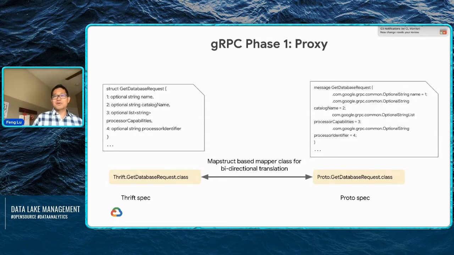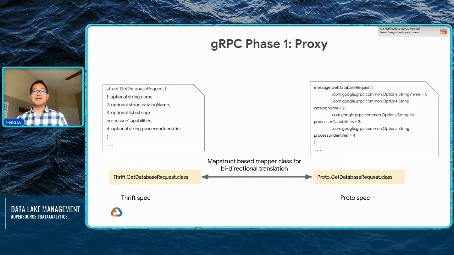I'll spend a few minutes for people who want to know a little bit more about the technical details. Our approach is that, based on the existing Hive Metastore Thrift interface, we define the equivalent gRPC interface. I gave an example of a get database request. It has strings and a list. Very similarly, we have the equivalent gRPC definition for that.